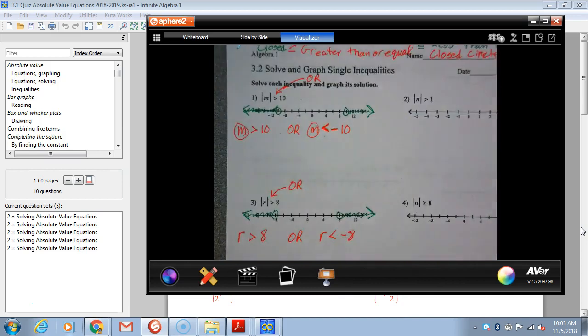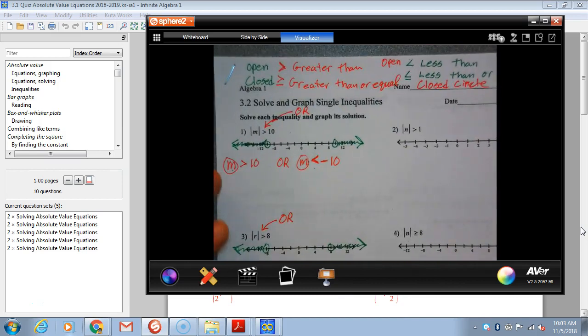Why don't you just do these 3 problems? We'll call it a day. 2, 4, and 5.